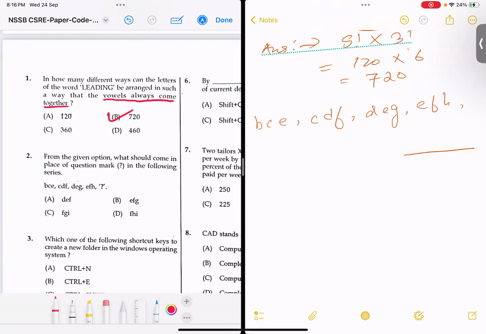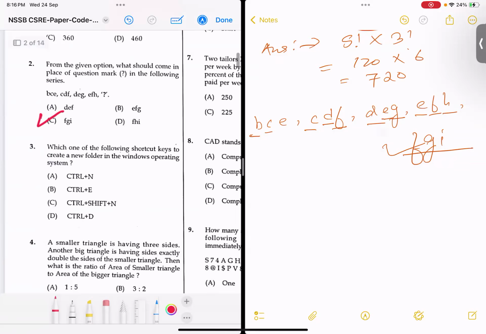If you look at the first alphabet in every unit, it is B, C, D, E. So the next alphabet should be F. In the middle alphabet, D, E, F, it will be G. And the third alphabet, E, F, G, H, it will be I. So the correct option is F, G, I, which is option number C.